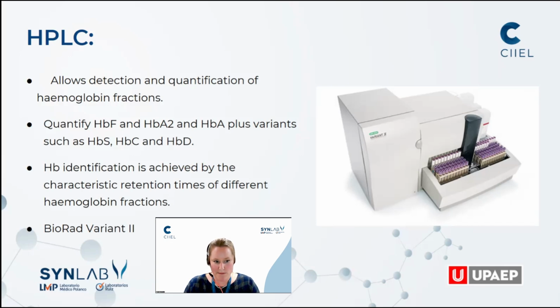Now, when the hemoglobins are applied to that column, the different variant hemoglobins have different retention times within that column as determined by their ionic properties. So it allows you to visualize which hemoglobins are present and at what percentage within your sample. This machine is what we use in our lab. This is a BioRad Variant 2, but there are lots and lots of different types of HPLC, so this is not the only one that's available.